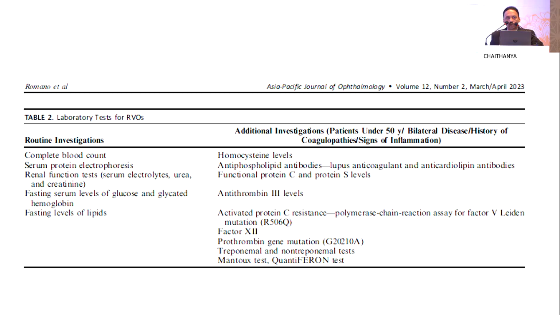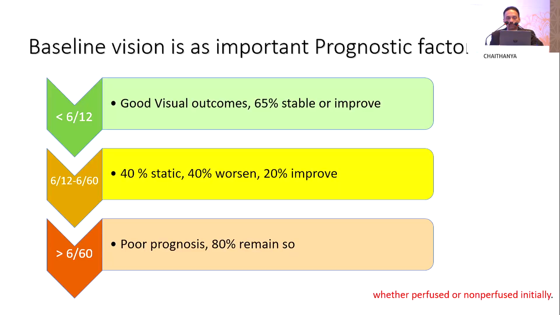So investigations: in a typical case, these are the common investigations that you would do. But when you have patients under 50 years, or a bilateral presentation, then you need to look for antiphospholipid antibodies, antithrombin 3 levels, activated protein C resistance, factor 12, and even some inflammatory markers, treponemal and non-treponemal tests, and even QuantiFERON Gold.